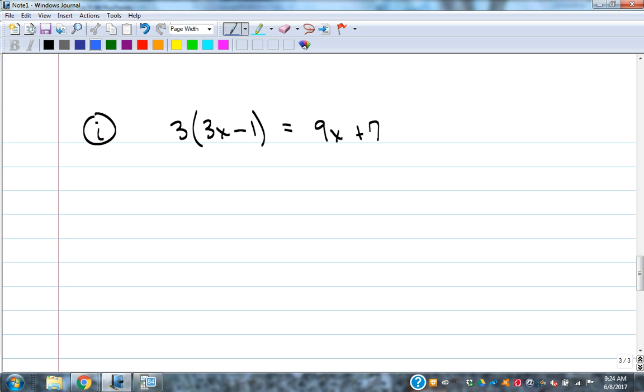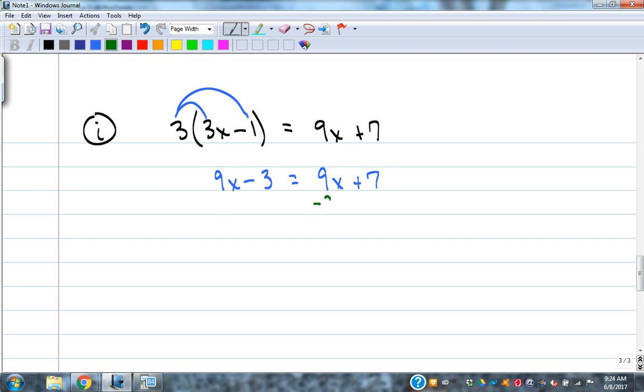Distributive property. I'm multiplying 3 out. So 3 times 3x, 3 times minus 1. That'd be 9x minus 3 is equal to 9x plus 7. Well, this one, they're not exactly the same on each side. It's a little bit different.